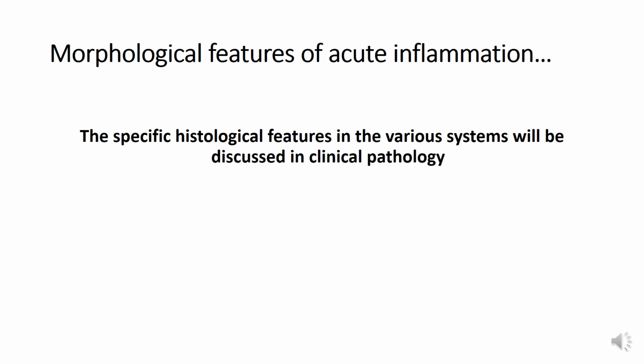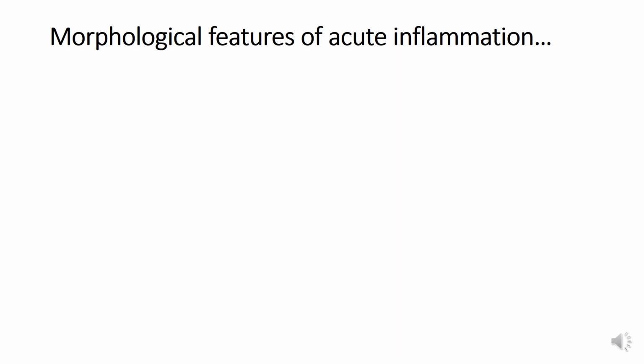Now, further on, remember morphological features, whether we are looking at the macroscopic appearance or the microscopic appearance, these are functions of histology. And so the histological features of the various specific organs in the body during a disease process will be covered in clinical pathology. That should be next year. So carrying on, let us give some examples and see how these particular tissues will look like when they are acutely inflamed.